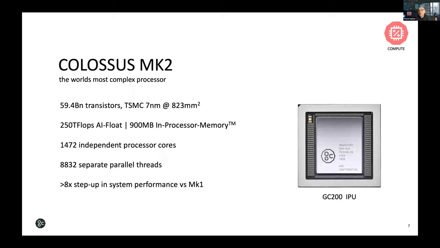And of course, it's the second generation of our chip. It's not something we first put on the market. Our first generation of the chip was the Mark One, and we provided something like 8 times speedup in system performance compared to the first generation. And as you can imagine, we are working on the next generation of our products, which are going to bring the same kind of improvements versus the Mark II, which we are shipping right now and is fully in production.